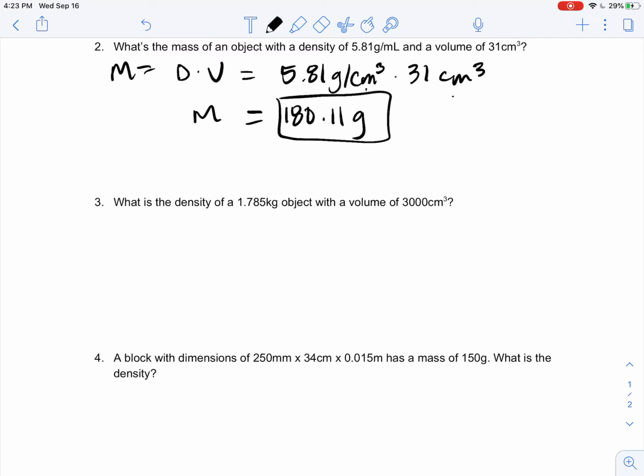Here's where knowing the number line helps you. This is in kilograms, but you need it to be in grams if you want your answer to be correct, right? Because the label would be grams per centimeter cubed for density. So I have to convert it mentally or wherever you're at.